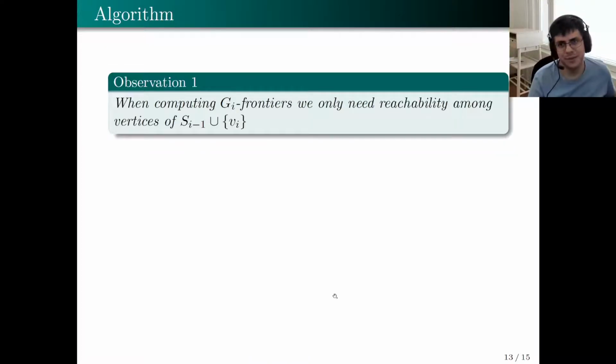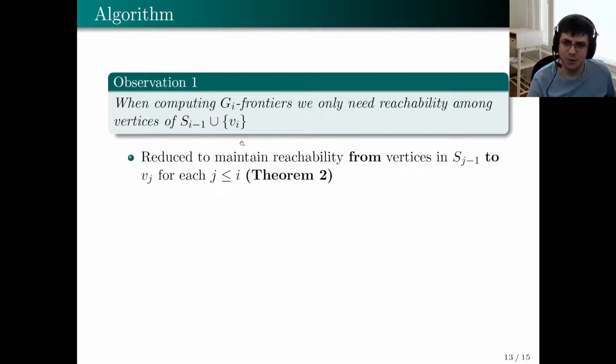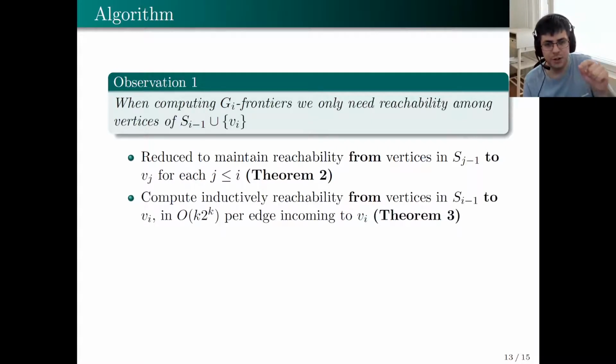We can reformulate our observation based on supports: when computing G_i frontiers, you only need to maintain reachability among vertices of the support of S_{i-1} union v_i. We reduce this problem to maintaining reachability from vertices in S_{j-1} to v_j for each j less than or equal to i, which is theorem 2. We then show how to maintain reachability from S_{i-1} to v_i inductively, paying only order k times 2 to the k per edge incoming to v_i, which is theorem 3.